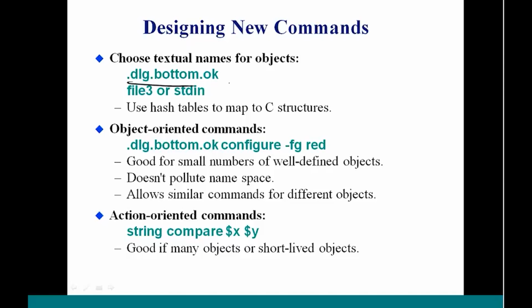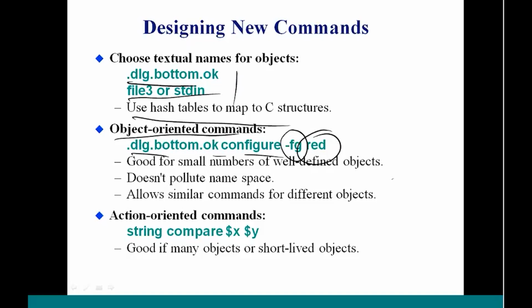For example, .dialog.bottom.OK, file3 or stdin. So really, objects can be named in a textual context. If this is the case, then we have to use hash tables to map to the C structures. The other one is that we can also try to use object-oriented commands. For example, we can say .dialog.bottom.OK configure -foreground red.